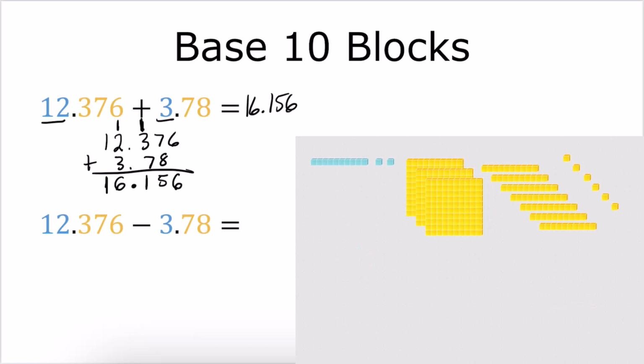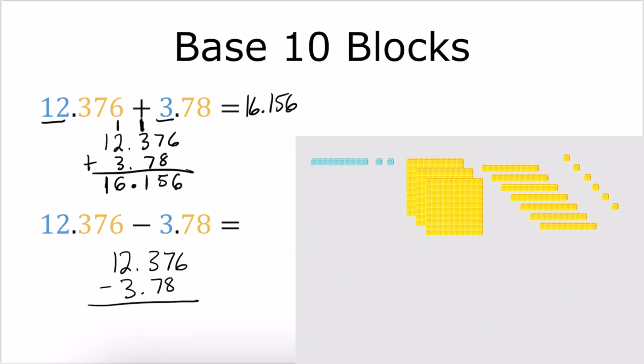And then if I want to show subtraction, I just reset it so that I have the correct blocks here. And I have my 12 whole number represented with the blue blocks, and then my 376 thousandths represented with the yellow blocks. And the number that I'm trying to subtract is 3 and 78 hundredths.